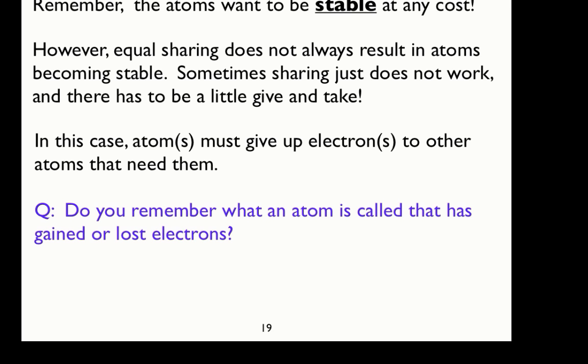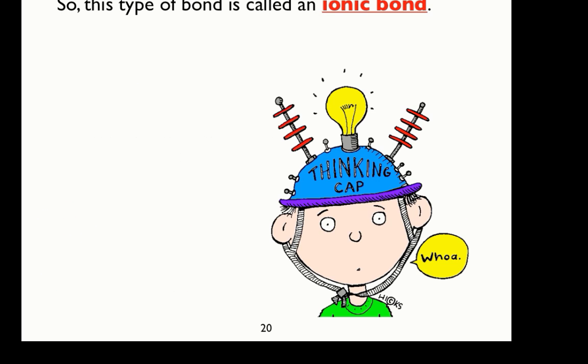Do you remember what an atom is called that has gained or lost electrons? See if you remember. This was on the test too. Most of you guys got it right, I think. An ion. And a cation is a positive ion, and an anion is a negative ion. Right? So this is why ions form, because of this bonding. All right? So this type of bond is called an ionic bond.